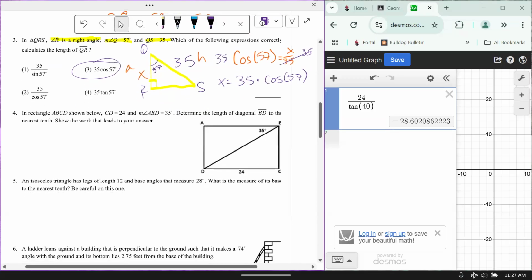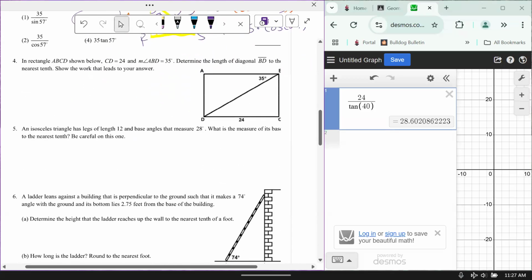All right. In a rectangle ABCD shown below, CD equals 24. Angle A, B, oh, this is a B, guys. D equals 35. Determine the length of diagonal BD. So we want to know this guy right here. To the nearest tenth. Show your work.